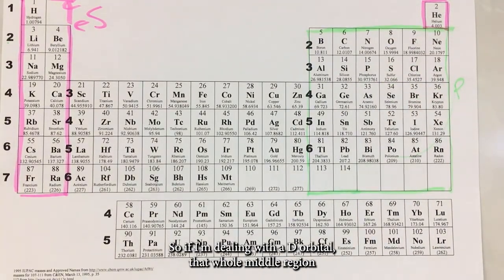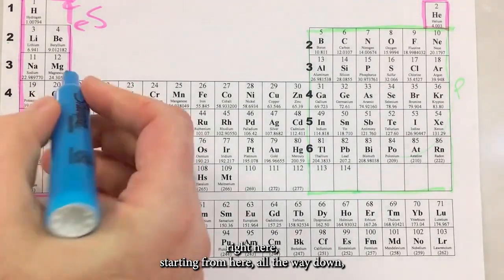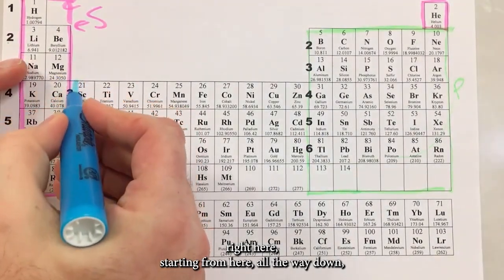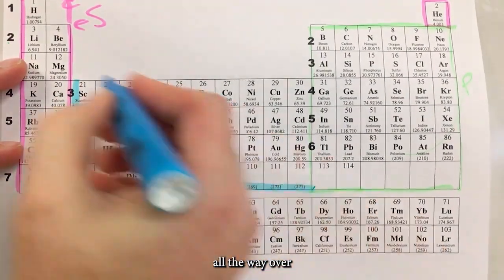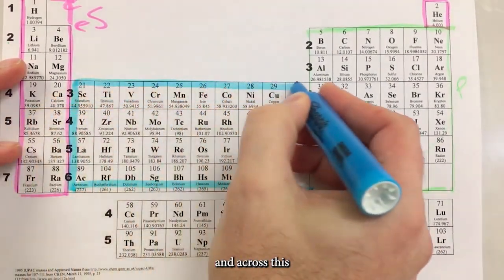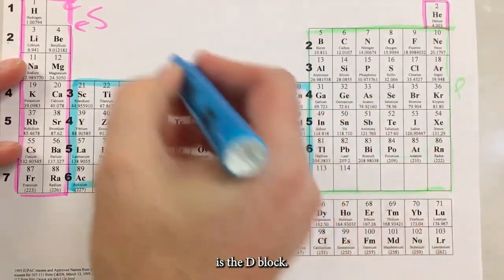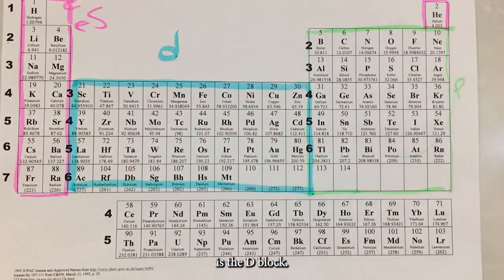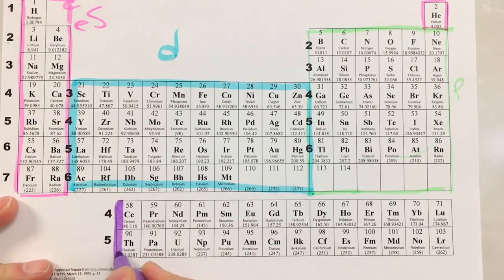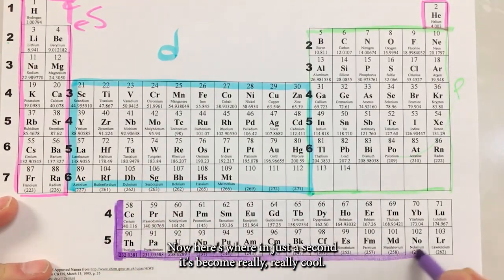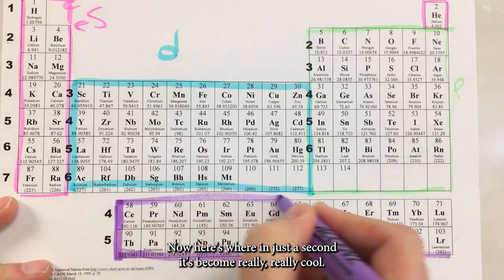If I'm dealing with a d orbital, that whole middle region right here, starting from here, all the way down, all the way over, and across, this is the D block. And then at the very bottom of the periodic table, we have the F block. Now here's where, in just a second, it becomes really, really cool.